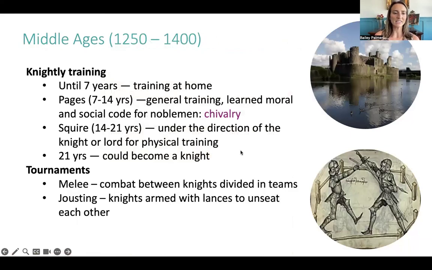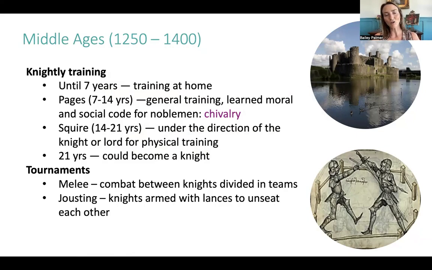Knightly training is something y'all are probably familiar with or have seen in lots of different movies. You can see the time frame of young boys at this time, how they become a page, a squire, then they're able to qualify to be a knight. We also have these different tournaments down here at the bottom, which you're probably familiar with, jousting, where we have these knights armed with lances trying to unseat each other off of their horses.